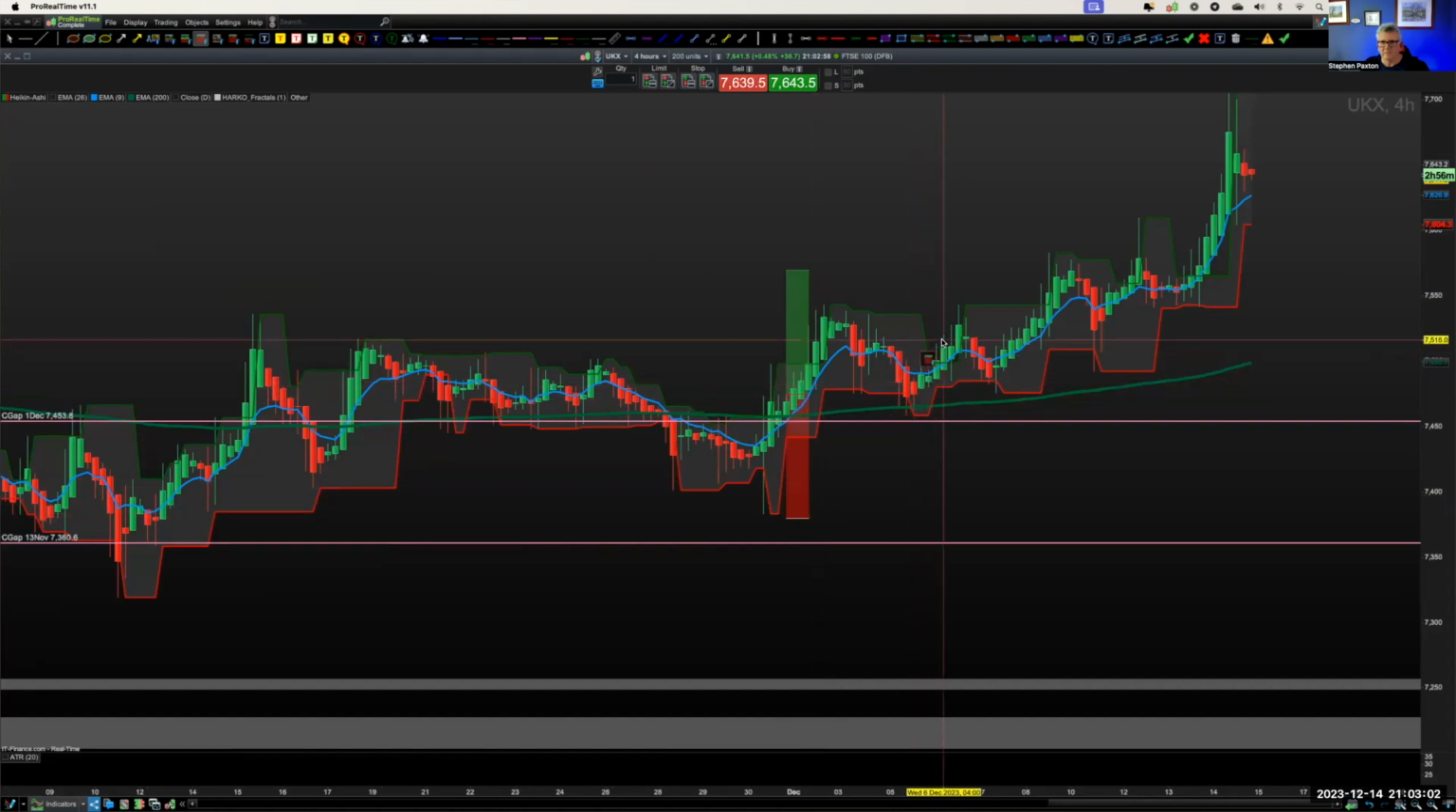Another one bites the dust. Another one there. And another one there. Pulls back, pulls back, pulls back. You can see you don't have to take every single one of these, but they are very, very good. Very, very good indeed.